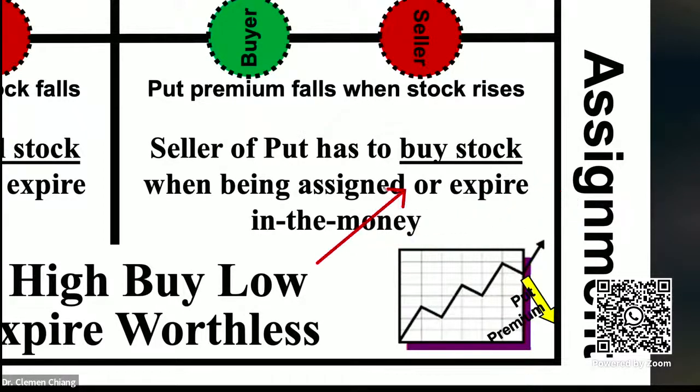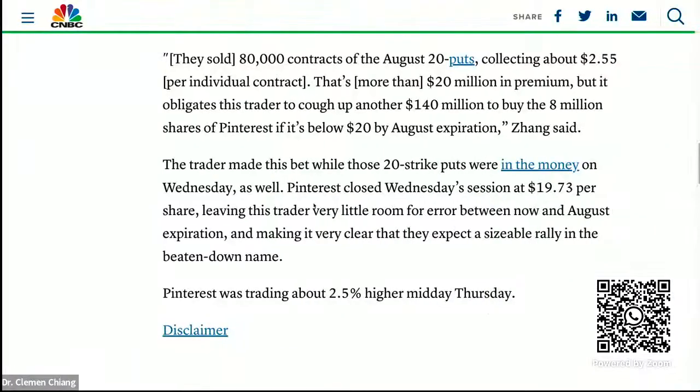So if he's a seller of a put, how does a seller make money? A seller sells high first, buys low later, makes money. Now he can't buy low later because when the stock price goes down, the put premium goes up. He can't buy low, he has to buy much higher. And as a result, he will be assigned because the buyer of the put exercises and he will face assignment. So we take this logic and come back to here.